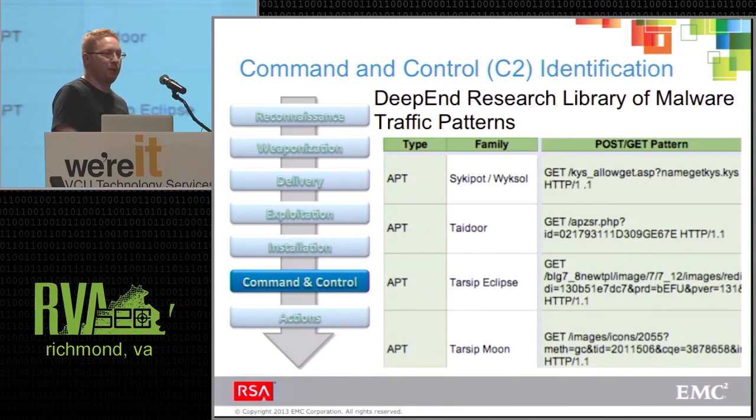And if you want more on that, Google the Deep End Research Library of Malware Traffic Patterns, which is a great Google document that says, here's an APT style, or here's a crime family, here's the malware it uses, and here's what the traffic is going to look like on your network. It's not fully encompassing, but it's got a great level of data you can actually start with and do something with. So, Deep End Research Library of Malware Patterns.